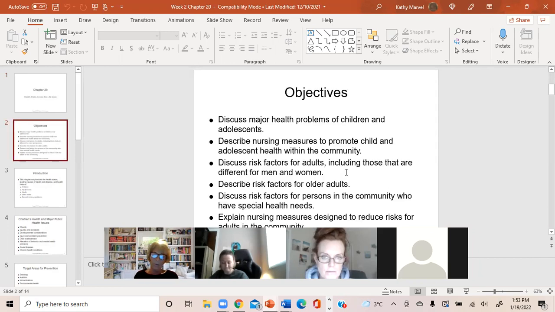So look at your objectives for this chapter. What are the major health problems of children and adolescents? What are the nursing measures to promote child adolescent health in the community? What are the risk factors for men and women's health? What are the risk factors for older adults?